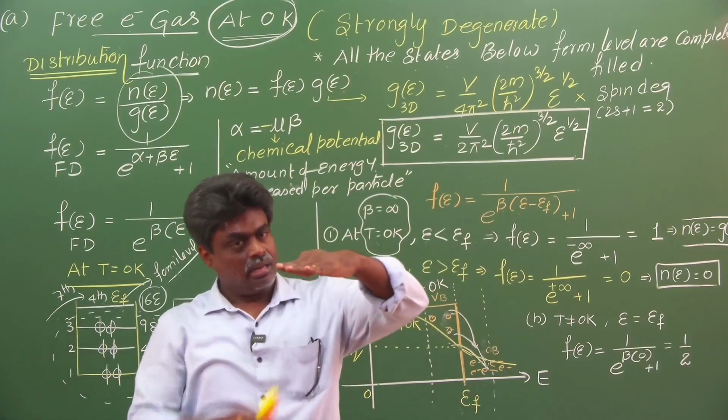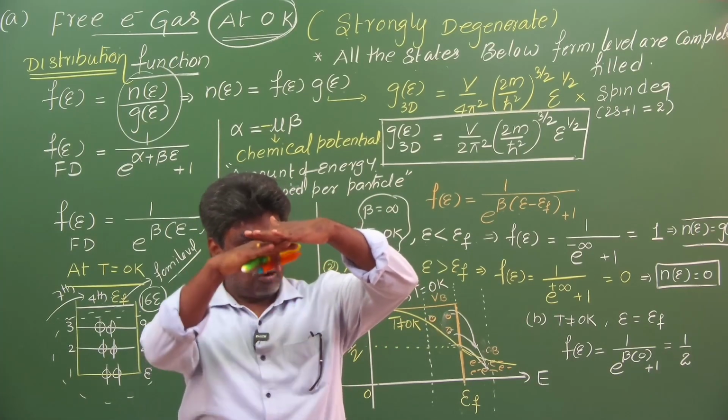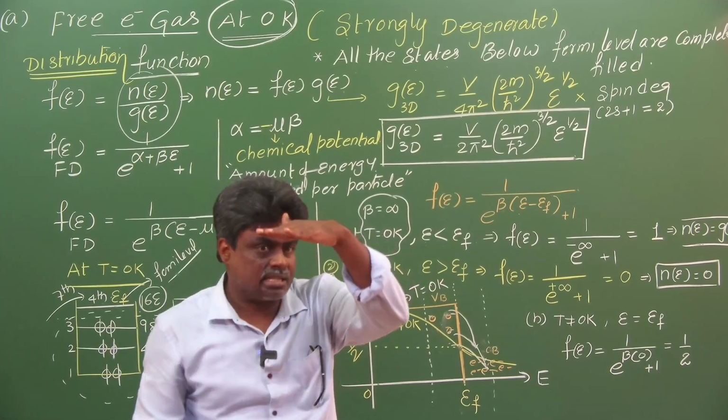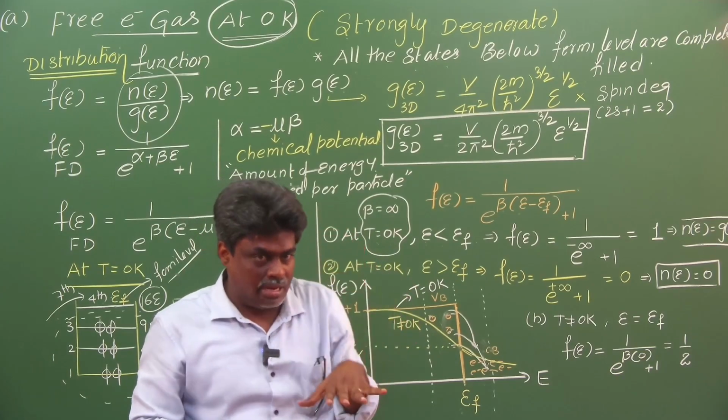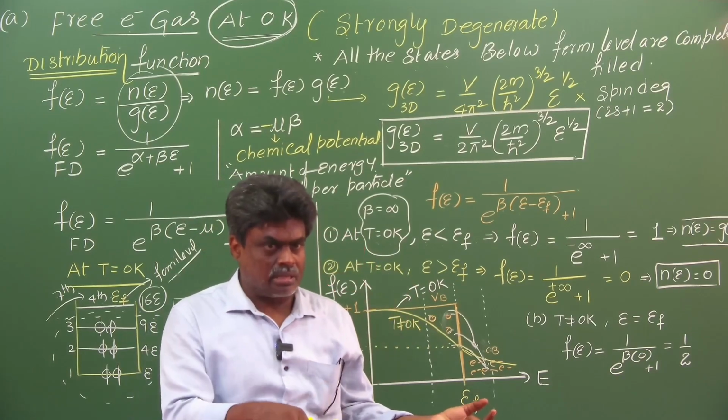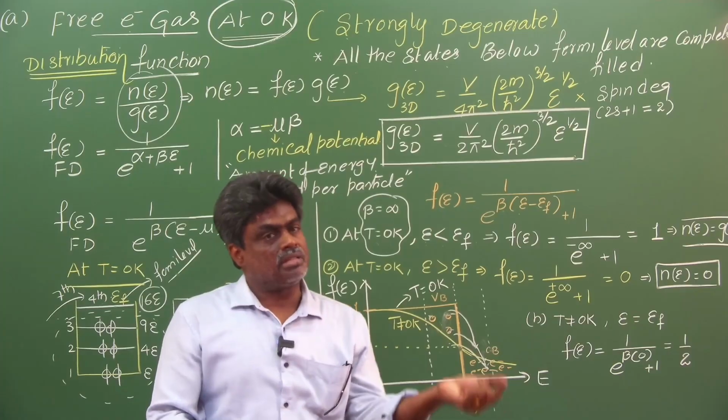Now let us say your states are like this. All these are filled. Let us say 10 states are there, 10 states you have 10 electrons, each state with an electron. Now you increase the temperature.